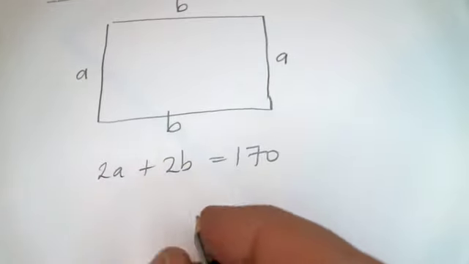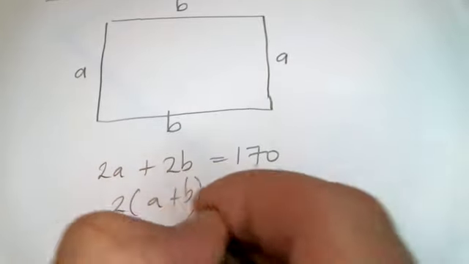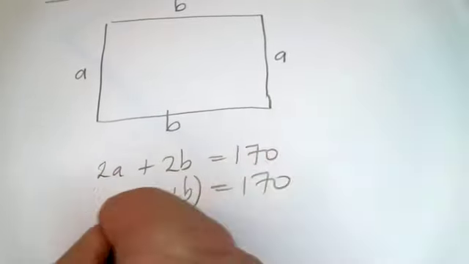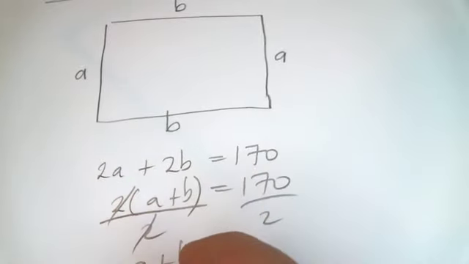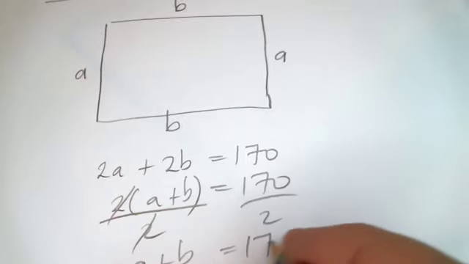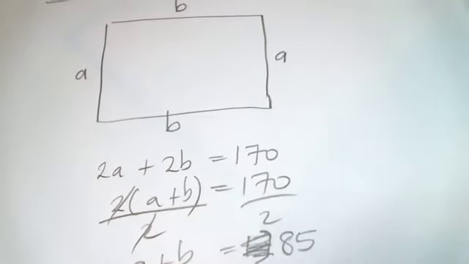So let's simplify that a little bit. If I factorize that, I get 2 lots of A plus B is equal to 170. And if I divide both sides by 2, I get A plus B is 170 on 2, which would be 85. Let's make that 85, just to make that easy for ourselves.